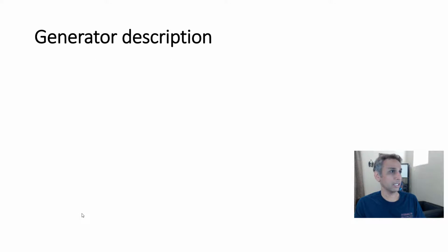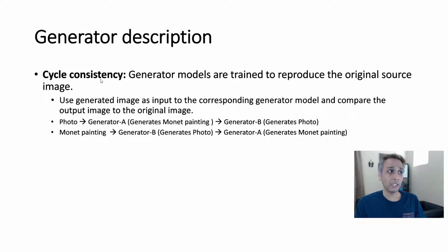Okay, now let's understand this a bit more. We looked at cycle consistency, right? So what does cycle consistency mean? The generator models are trained to reproduce the original source images. So this is what cycle consistency is. So use a generated image as the input to the corresponding generator. I think this one explains it much better.